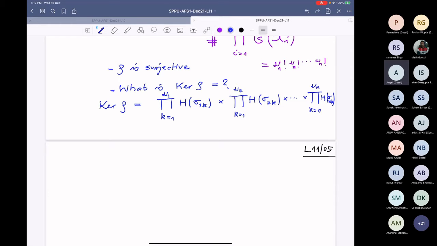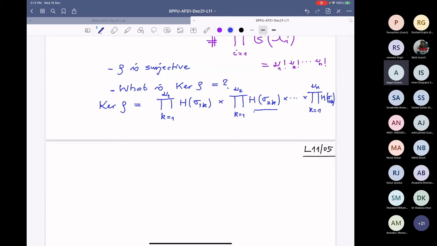Is it clear? Sir, can you please explain this? How is the kernel of rho equal to this? Yes, I will explain that. So what does this do? This is a part of that sigma. So for example, I will explain this one, and then similarly any component.